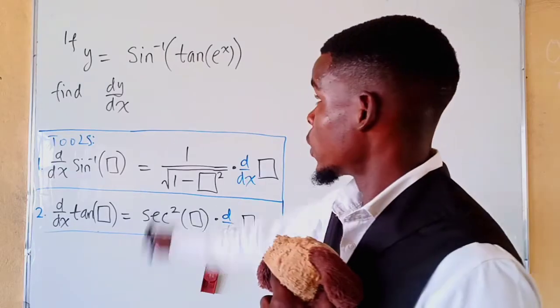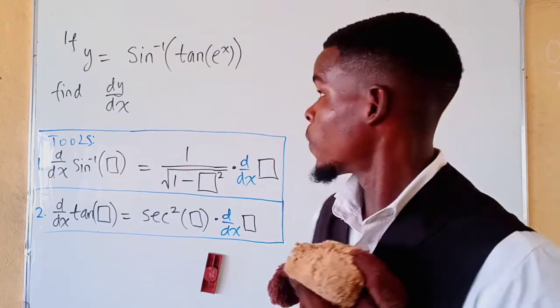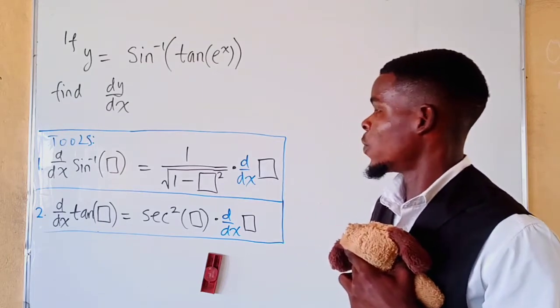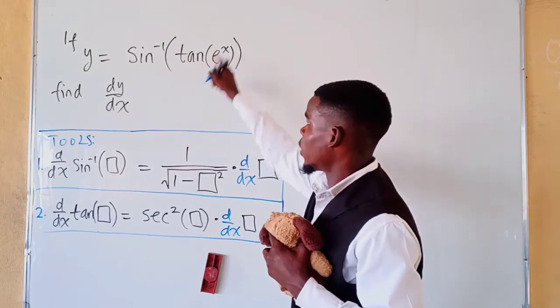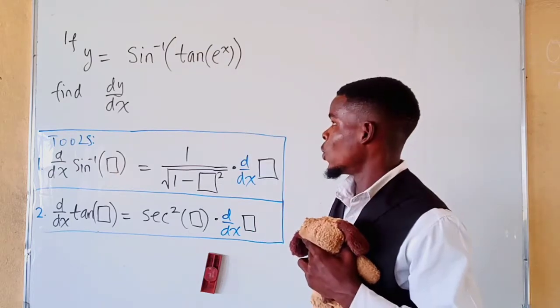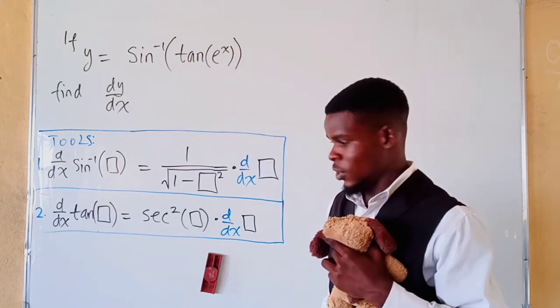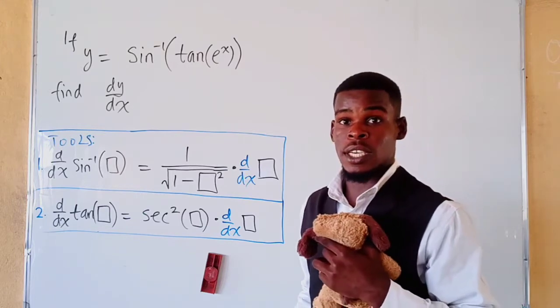Now let's figure out what the derivative of that function is. We want to find the derivative of y equals sine inverse of tangent of e to the power x. Good. I've written down some basic tools here, which you just get from the chain rule.